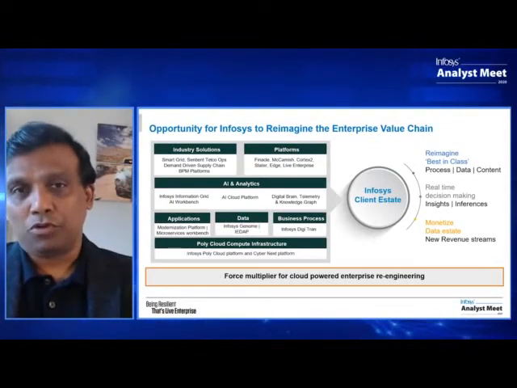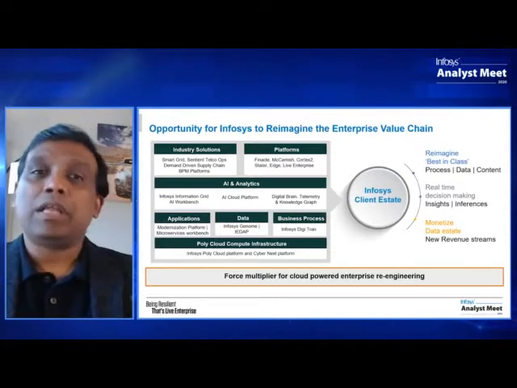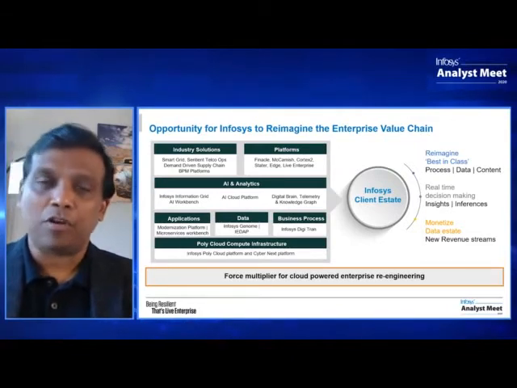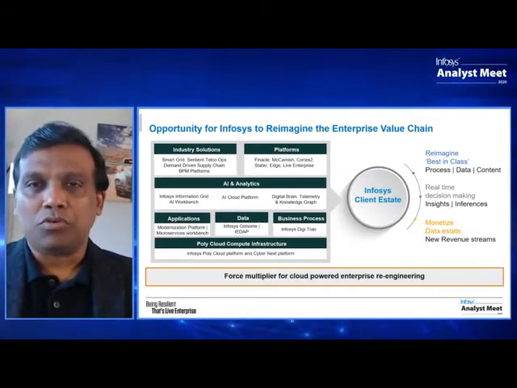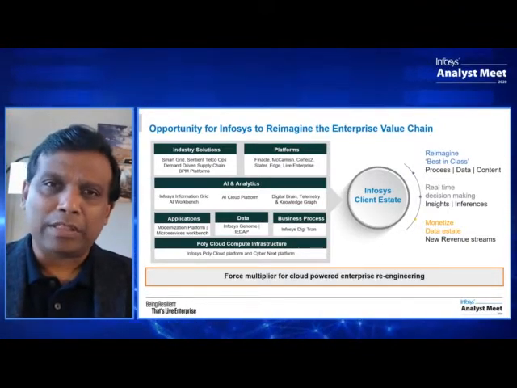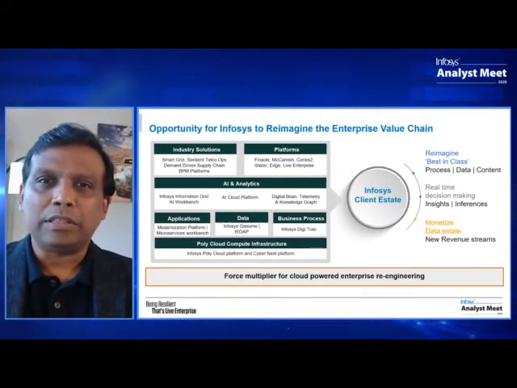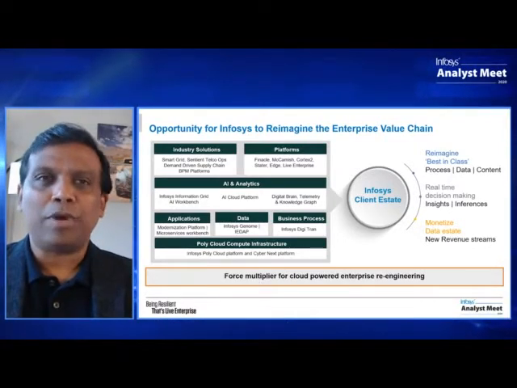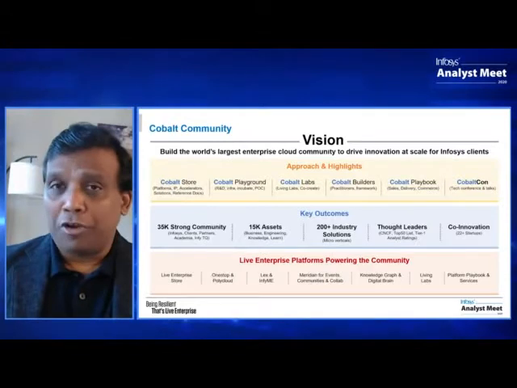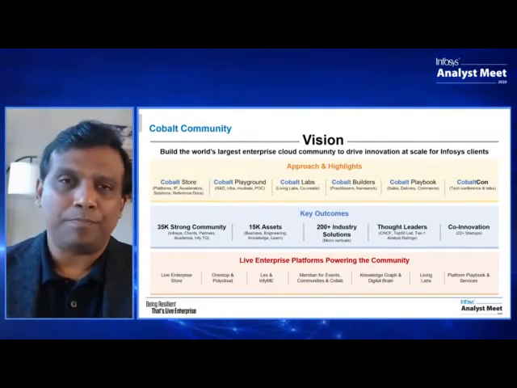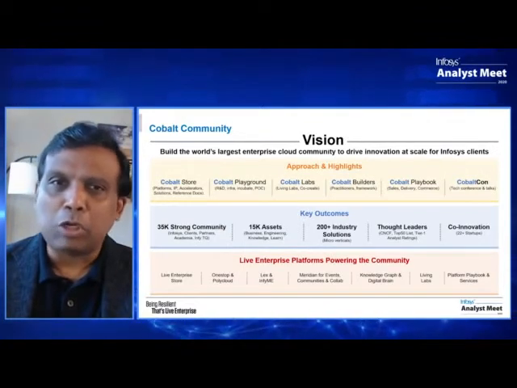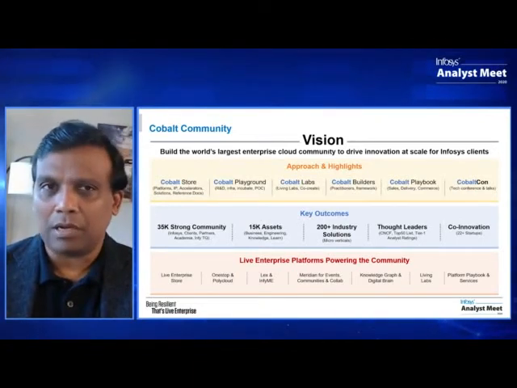So platforms, solutions, industry templates, the polycloud infrastructure to straddle between a multi-cloud hybrid environment so that you could reimagine the process, data, and content on the cloud. In many ways, the reengineering of an enterprise will be driven by a force multiplier, which the cloud can actually enable. Here is the view of the Cobalt community, and in many ways, it is a bottom-up. And why is a bottom-up needed? A bottom-up is needed because a lot of our clients are looking at day-to-day problems to be solved by the cloud.